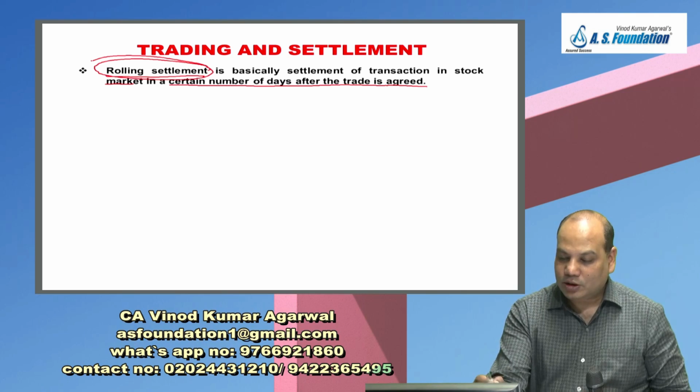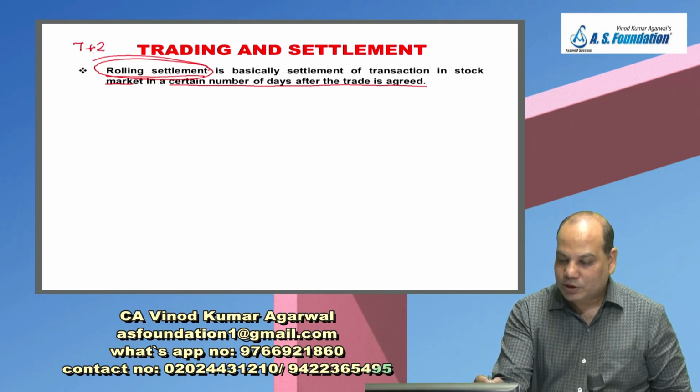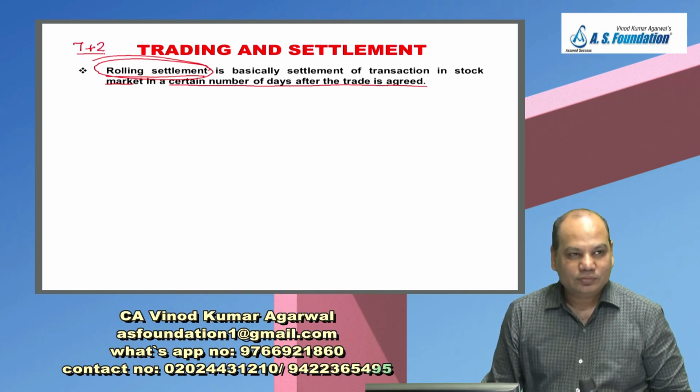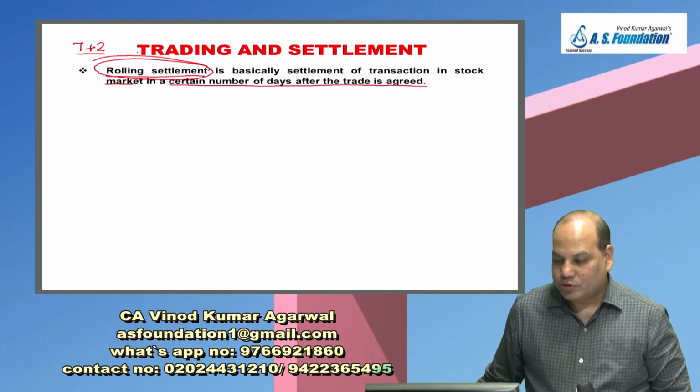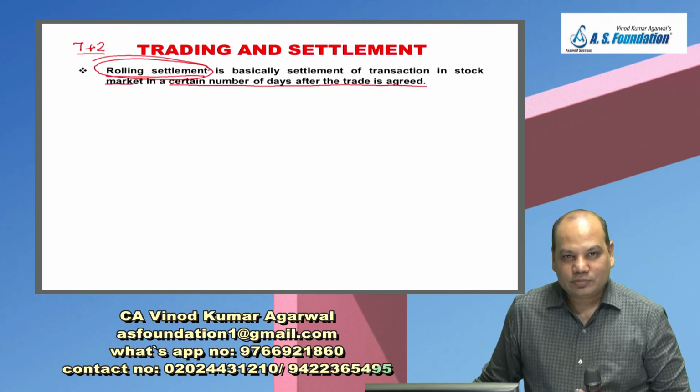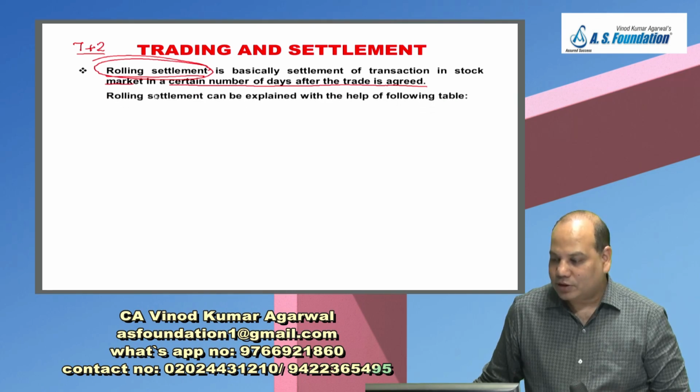So normally in India now it is T plus 2 rolling settlement: trading day or transaction day plus 2 working days. So T plus 2 days is the rolling settlement period now. Within 2 days after the trade is agreed, the transaction is completely executed. The buyer gets the share, the seller gets the funds. Now, what is the timetable for rolling settlement?